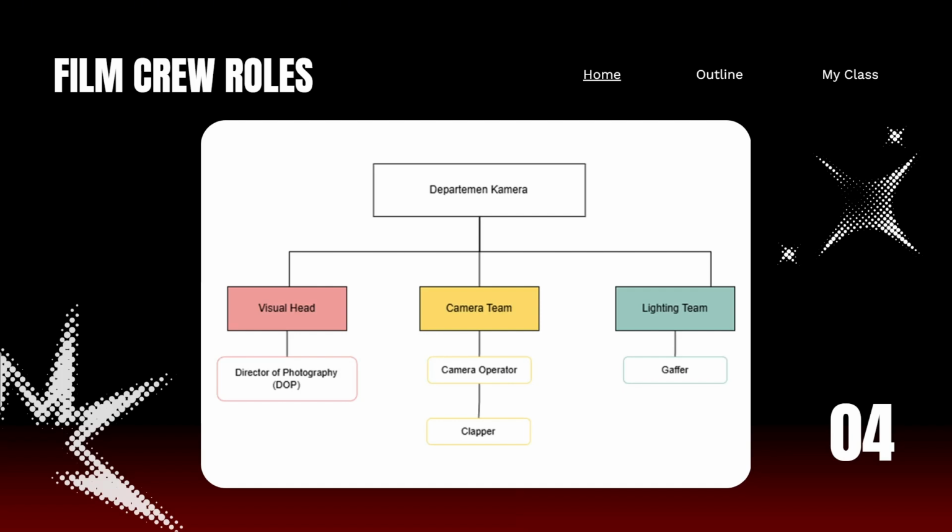Next, we have the Clapper. They provide the identity to the recorded footage. They use a slate or a clapperboard to mark the scene and shot numbers as written in the script. Next, we have Gaffer. They are the head of the lighting department. They design the lighting setup to realize the director's visual goals.